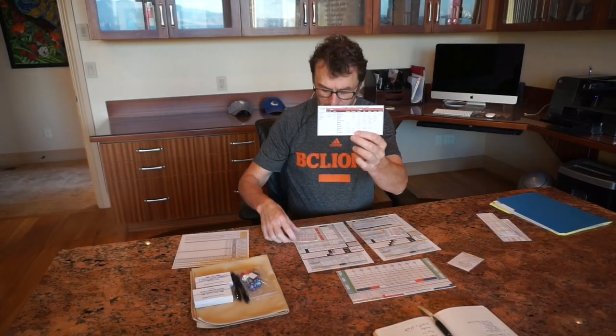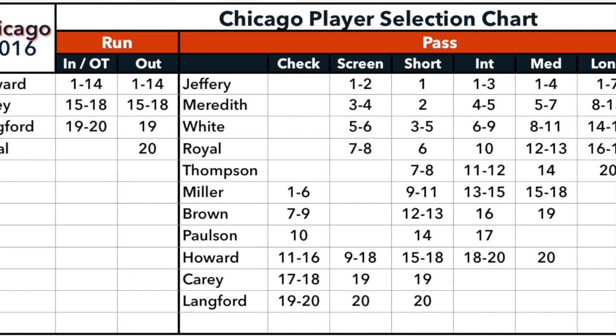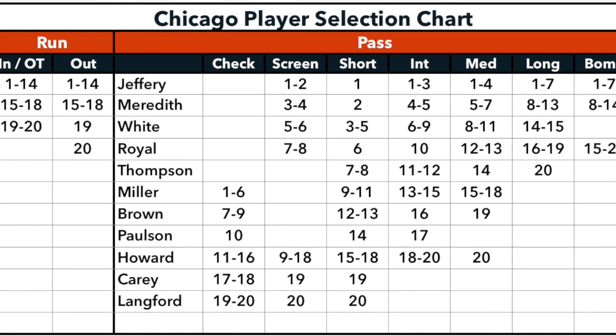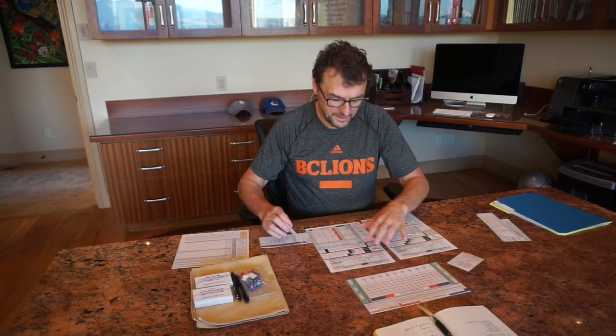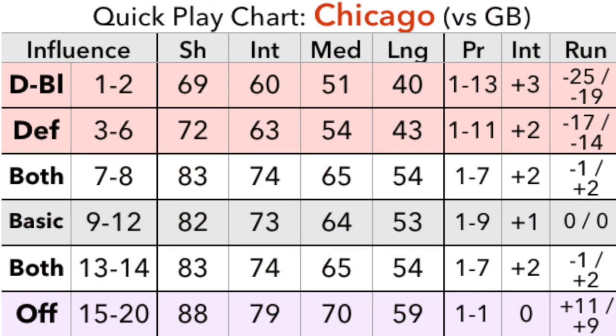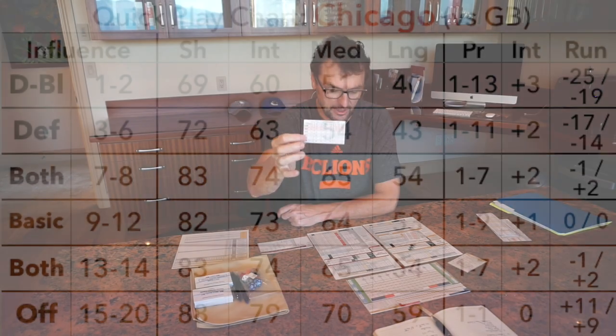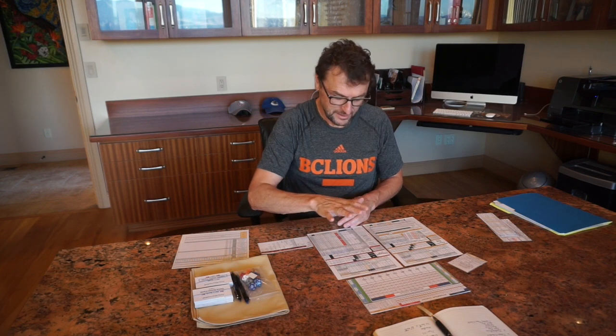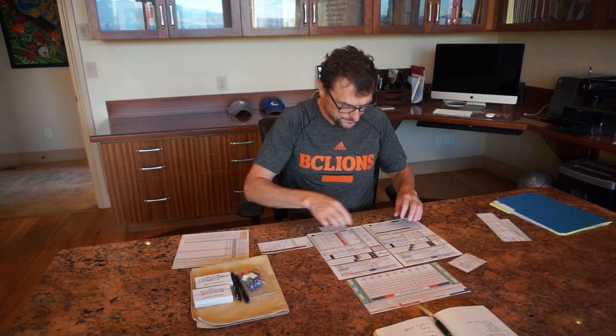And then the key to the solitaire game is the player selection chart, which is just on the flip side there. And then when I want to play with the quick play rules, you need to make up this little chart here, which I did, and it takes less than 5 minutes to do it. It looks like there might be a lot of numbers on there, but it all comes from this one chart here, picking the Chicago offense versus the Green Bay defense to create this chart.